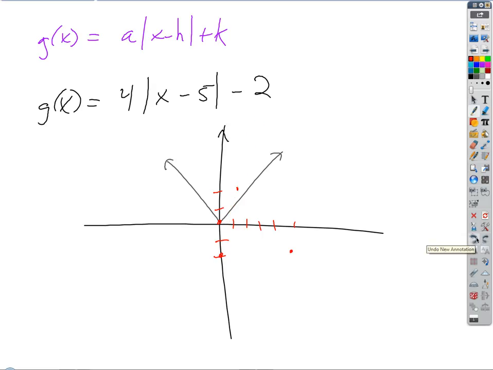So, yeah, over 5, down 2, there we go. So we've got to go up 4, over 1, and then back 1.